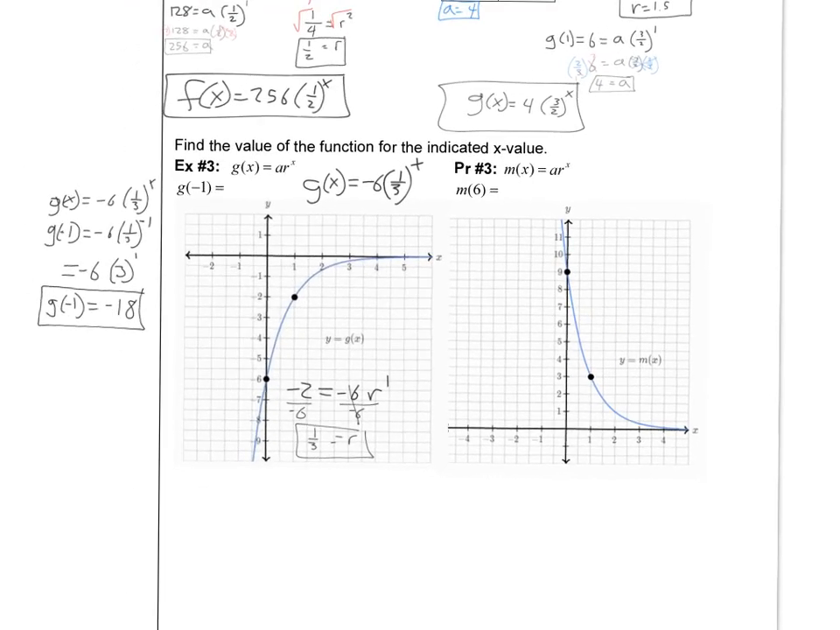Okay, so another problem for you guys to try. Remember, see if you could find the initial value just by looking at the graph, and maybe even see if you could make an assumption of what the r value is just by looking at the graph as well. So go ahead and give that a shot and evaluate the m of 6. And then unpause the video when you're ready to check your work.